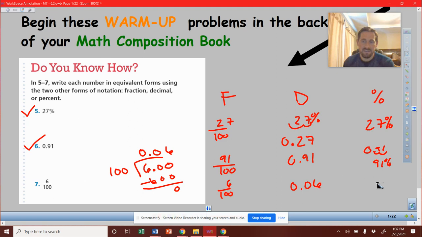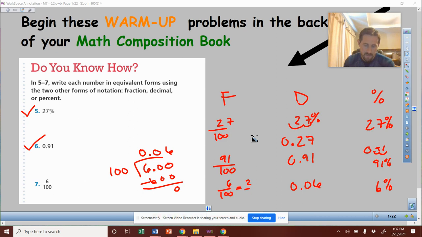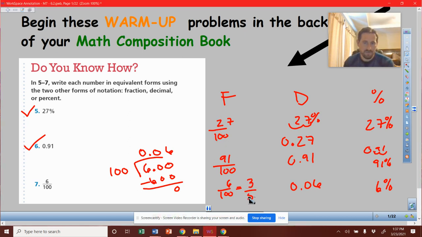So what is this as a percent? It's 6%, because written as a fraction, you can see it's out of 100. Now this could be reduced to 2 over 50, or sorry, 3 over 50, if you wanted to reduce it, but you don't have to.